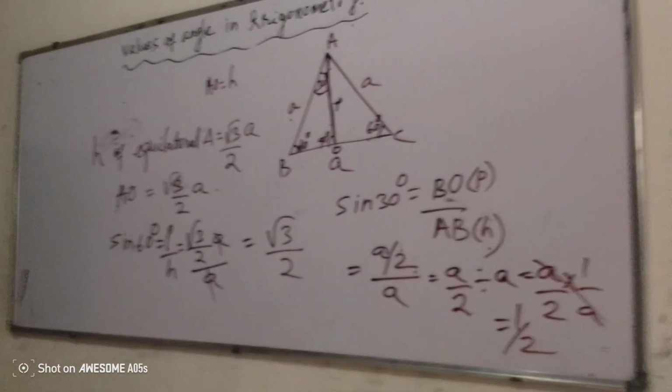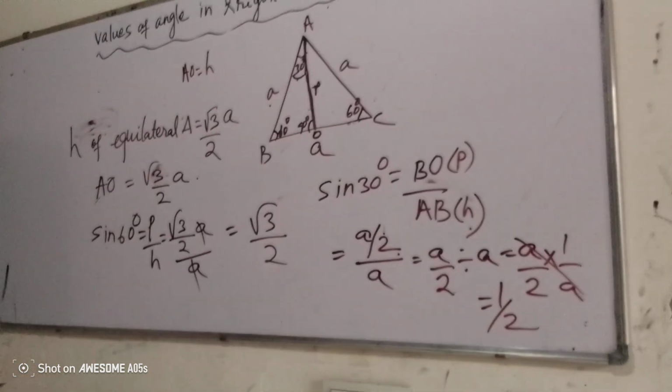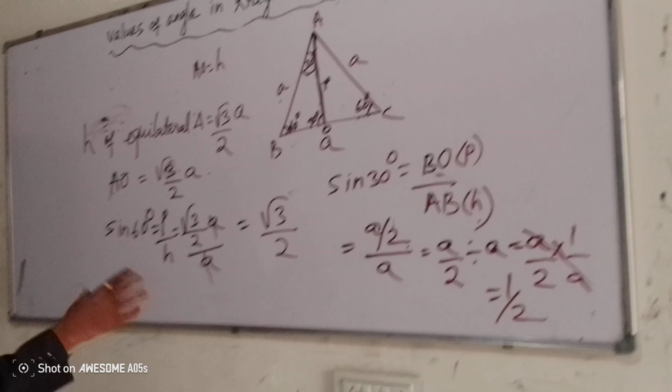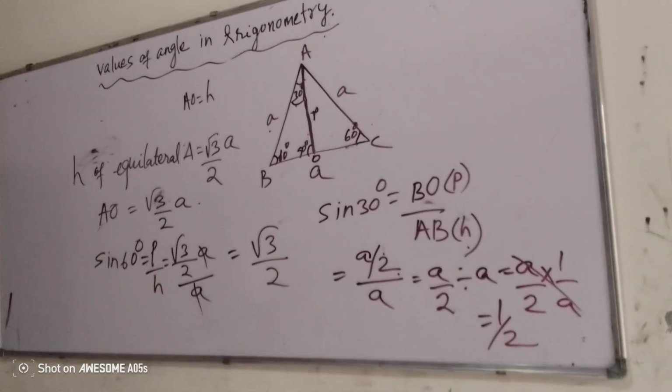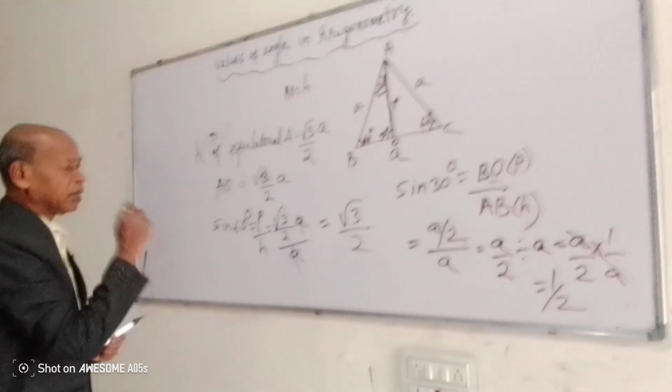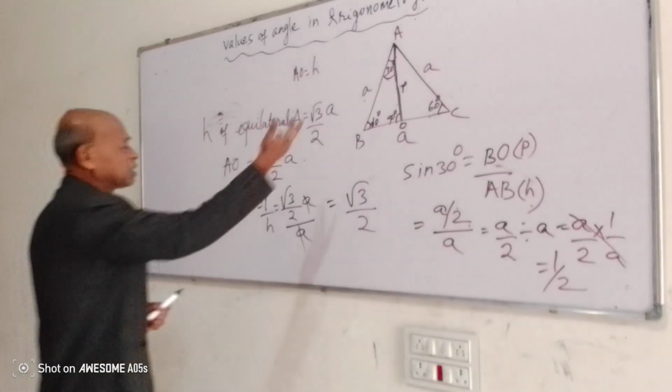Similarly, we can find the values of other trigonometric ratios for 60 degree and 30 degree, like cos 30, tan 30, cos 60, tan 60. We can find them from this triangle.